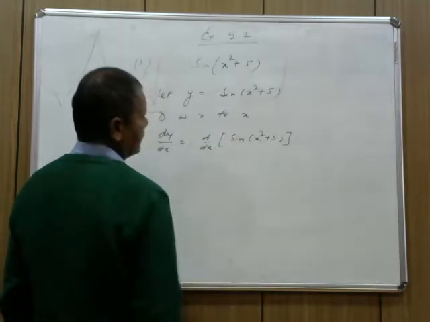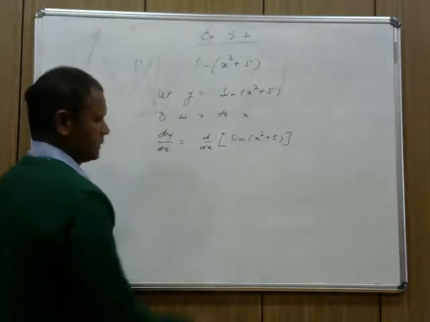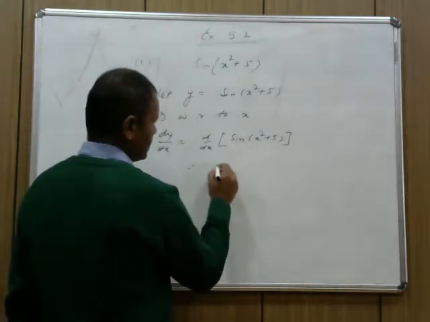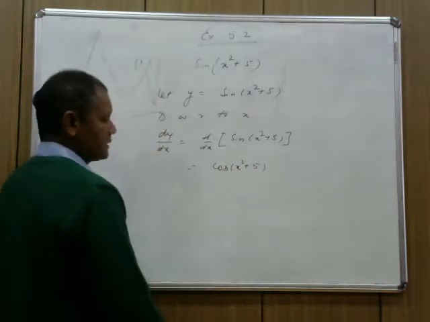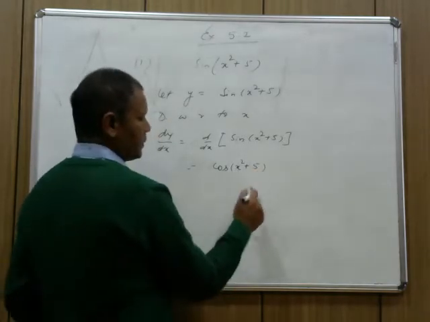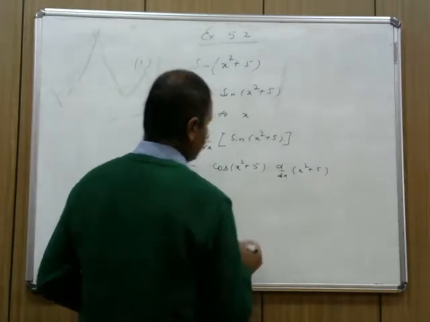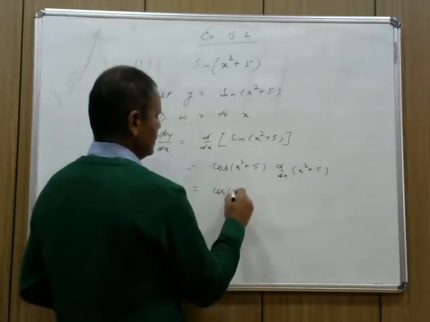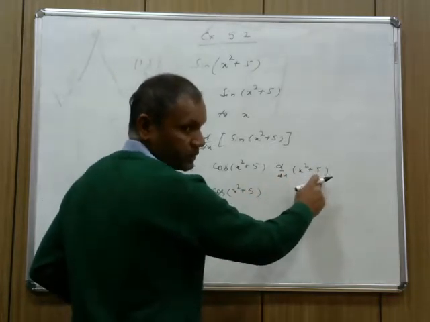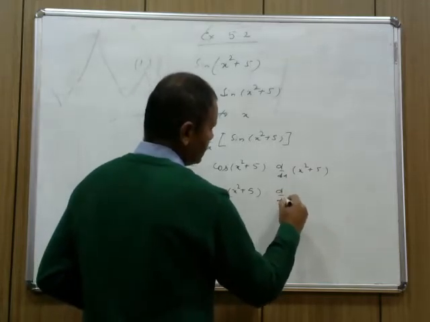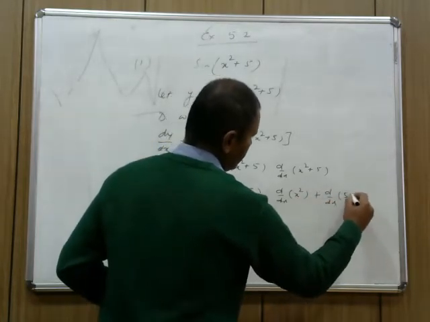Right? It is sine x square plus 5. Differentiation of sine x is what? Cos x. So now differentiation of sine x square plus 5 will have cos x square plus 5. And since it is not only x, it is x square plus 5, that's why now we will differentiate x square plus 5. Now this I will write cos x square plus 5 into differentiation of x square plus differentiation of 5. So now d by dx of x square plus dy by dx of 5.